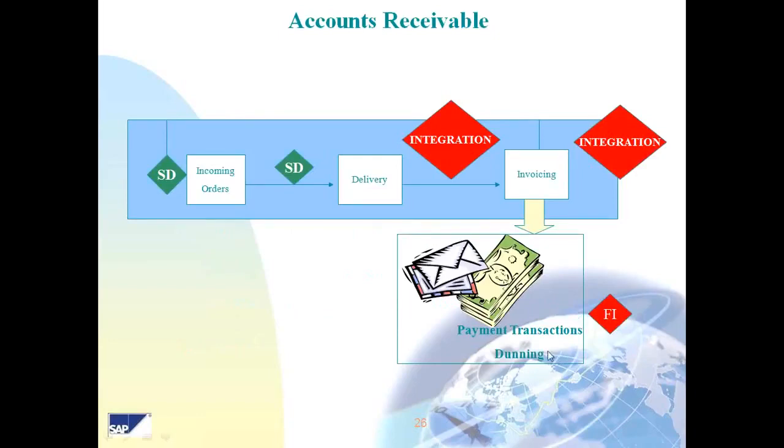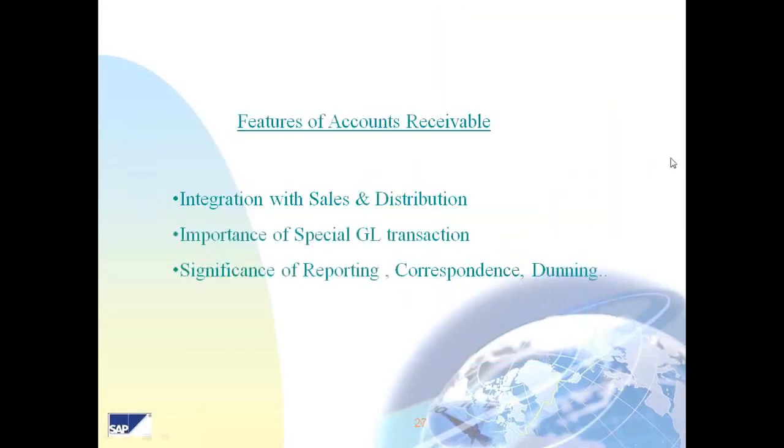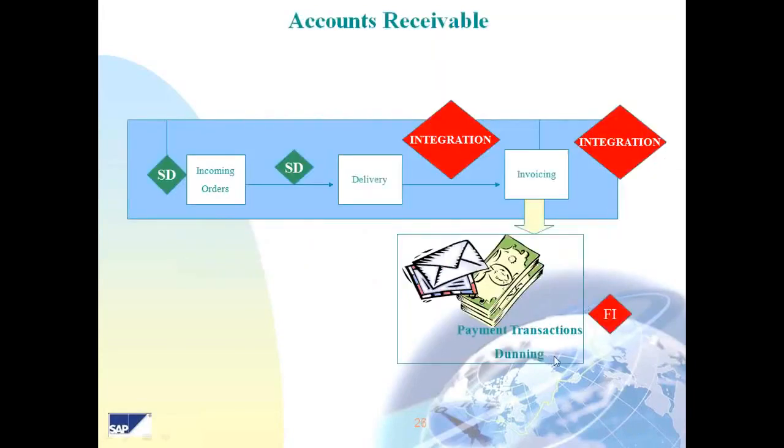from the customers. If the payment is not received within the due date, the system automatically issues a reminder notice to the customers who have outstanding dues. That is called dunning in SAP. You can issue dunning notices to multiple customers at a time, so you can save a lot of time.